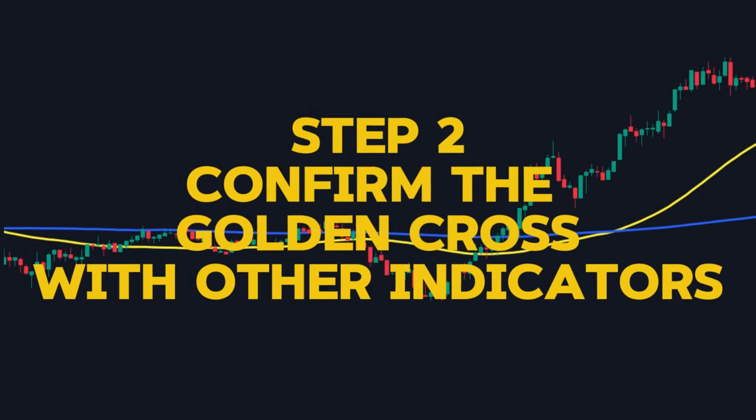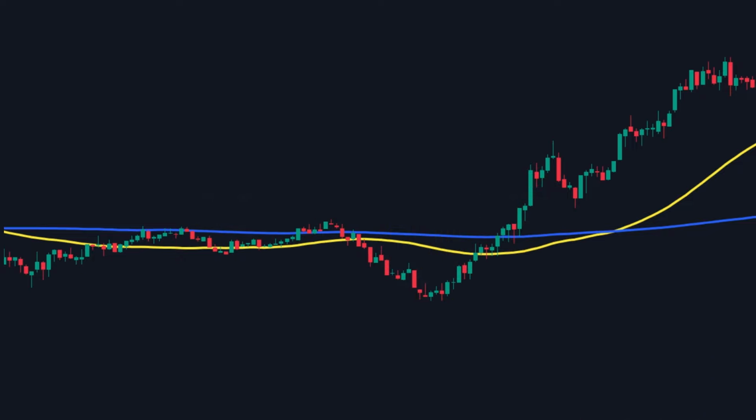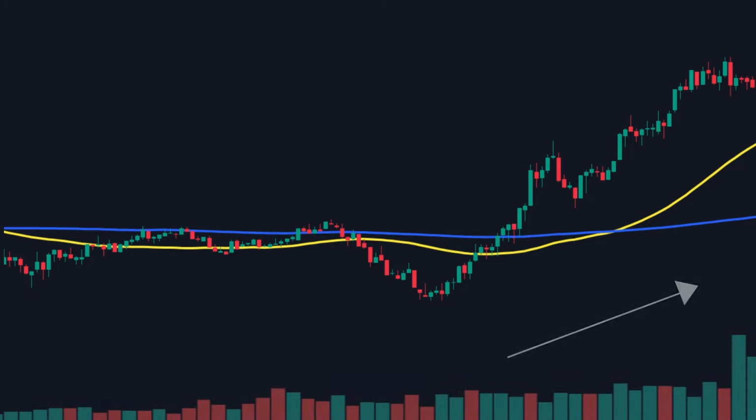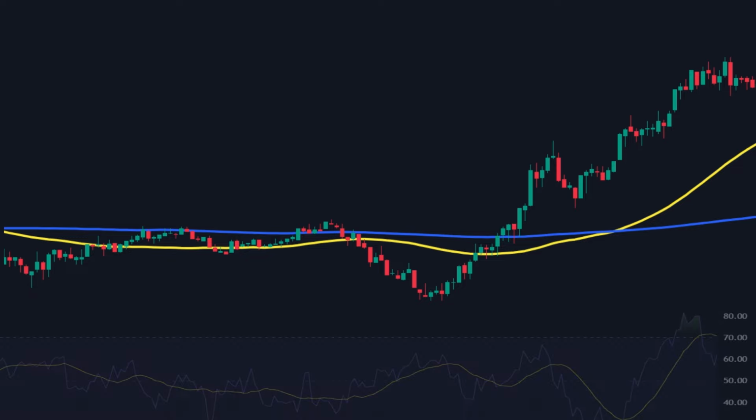Step 2. Confirm the Golden Cross with other indicators. Once you spot the crossover, don't rush to jump into a trade right away. The Golden Cross is a fantastic signal, but confirmation is key to avoid false breakouts. Here's how you can confirm the Golden Cross signal. Volume. Look for an increase in trading volume at the time of the crossover. An uptick in volume suggests the trend is gaining strength.